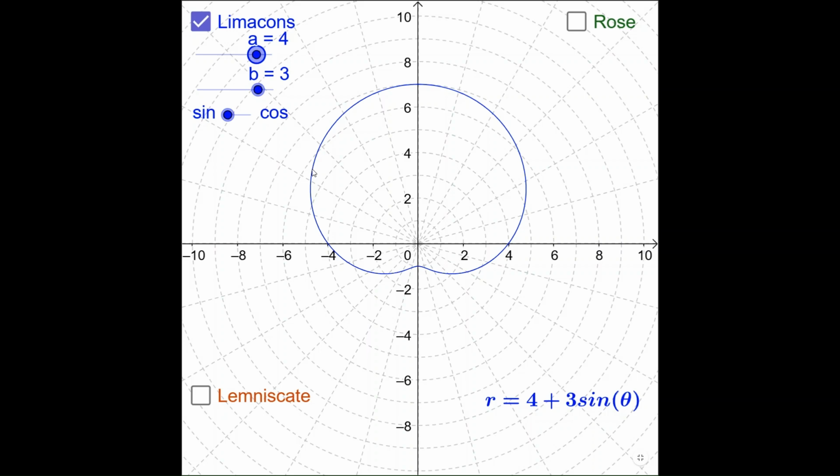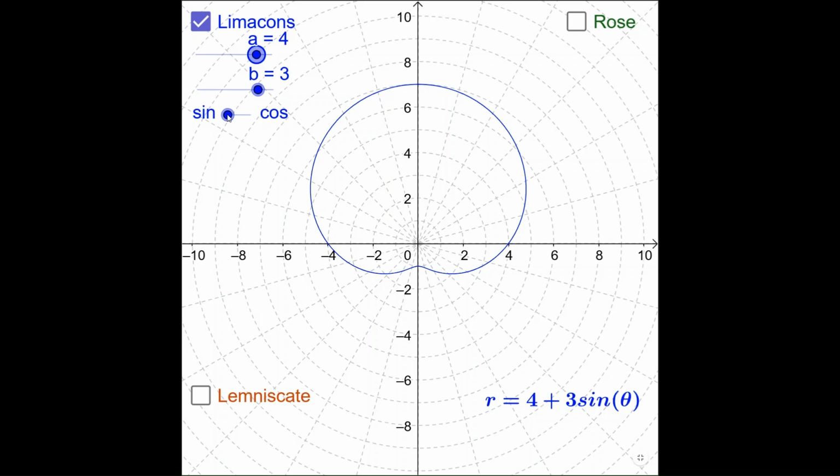So it's going to hit the y-axis at a positive 7. And if we do b minus a, it's going to be a negative 1. So 3 minus 4 is a negative 1, which, notice, that's where it hits the y-axis at a negative 1. So it's hitting it on the opposite side of the origin. And that's where we get that little dimple effect. Okay, so it's hitting the y-axis at 7 and at negative 1.